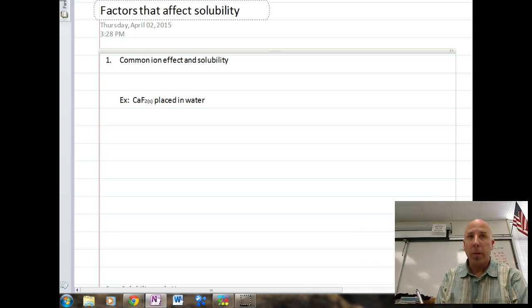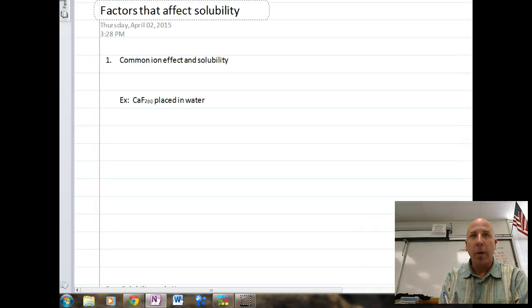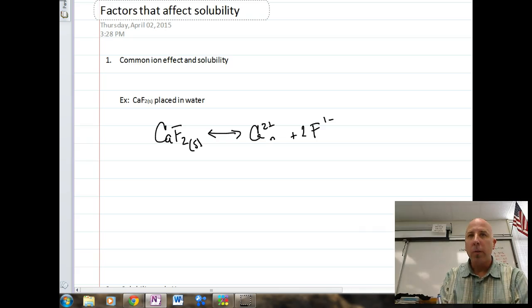So first thing we're going to do is write a dissociation equation for calcium fluoride in water. Here's our calcium fluoride solid. We're placing it in water. And we have some calcium ion, plus we have some fluoride ion with a coefficient of 2 there. These are going to be our aqueous solutions.